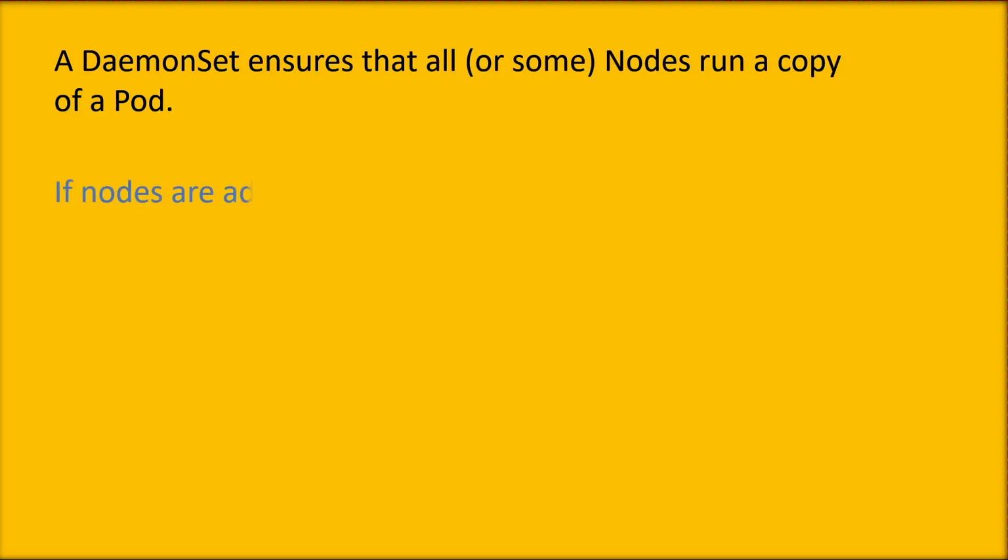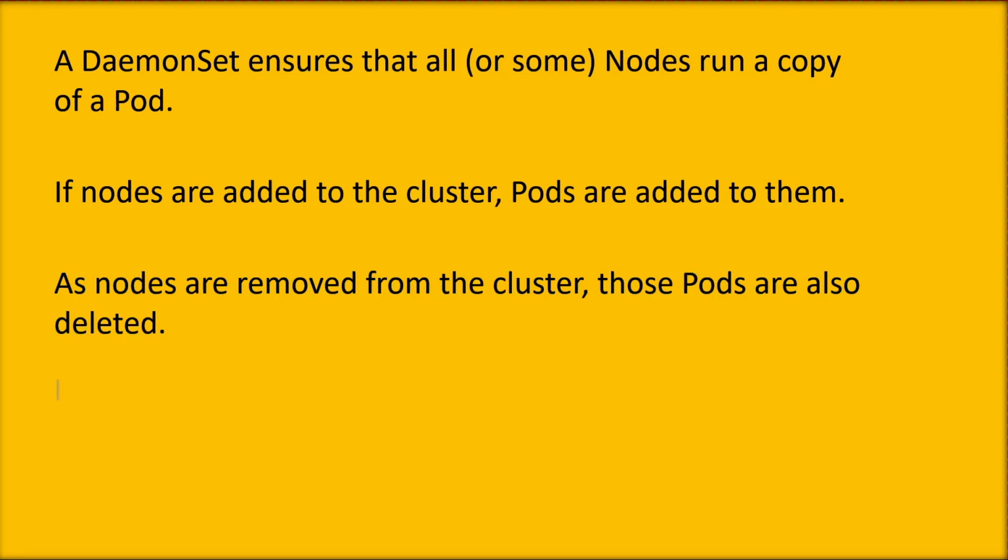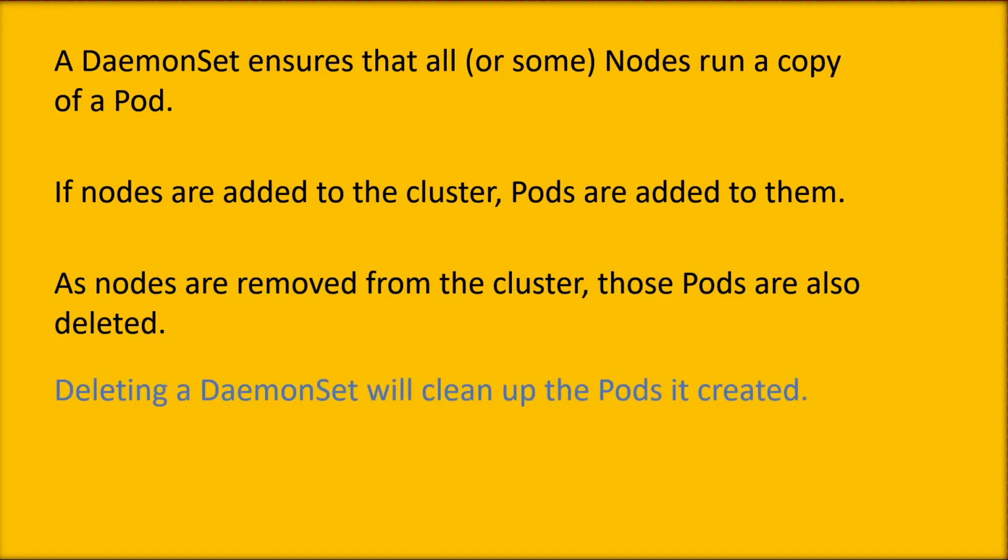If a new node is added to the cluster, the DaemonSet will create a new pod on that node. Similarly, if a node is removed from the cluster, the DaemonSet will automatically delete the pod running on that node. This makes DaemonSet useful for running cluster-wide services that need to be available on every node. Deleting a DaemonSet will clean the pod it created. So these are the official definition as per the Kubernetes website for DaemonSet.